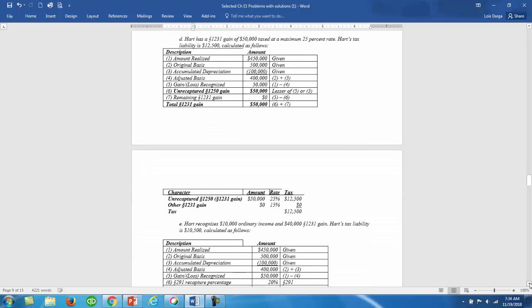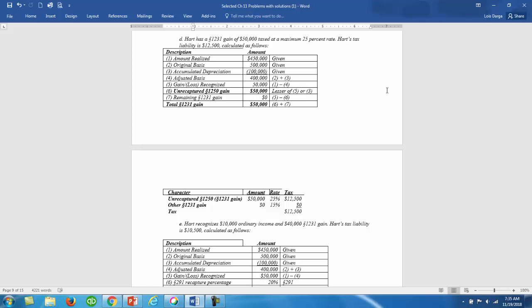In letter D, the amount realized is $450,000, just like it was in A, but this now becomes real property instead of non-real property. So that's called in line 6 unrecaptured Section 1250 gain. And what happens with that gain is none of it is considered ordinary income. It's all 1231 gain. However, it could be taxed as high as 25% instead of 0, 15, or 20, depending on the marginal tax rate for ordinary income tax rate purposes.